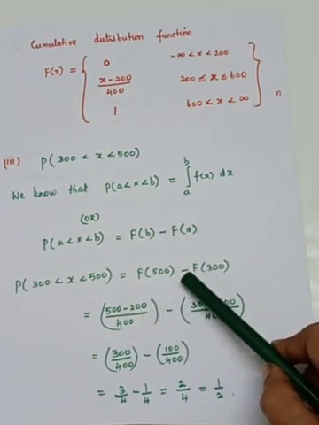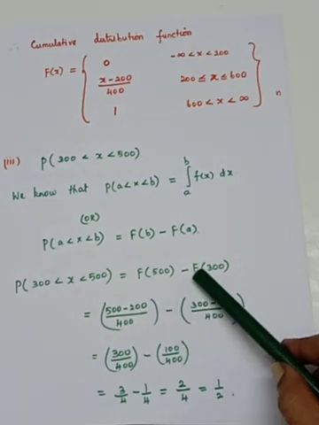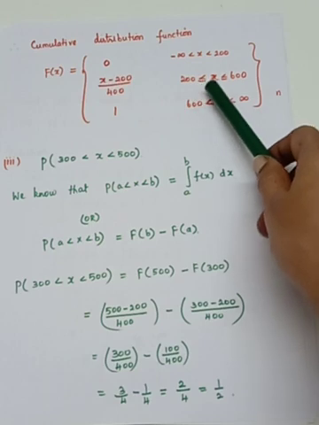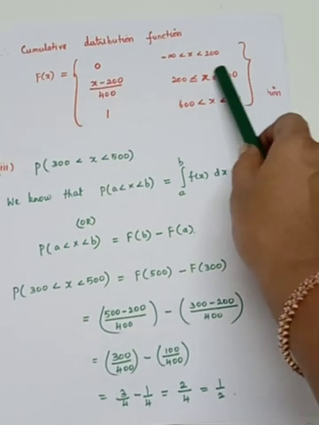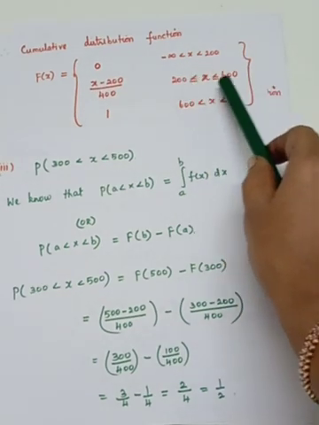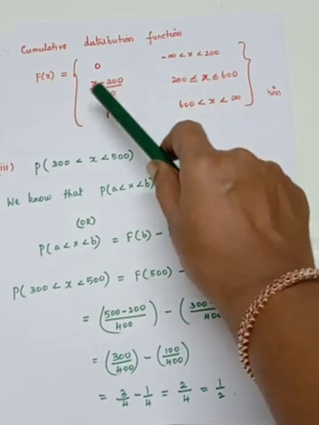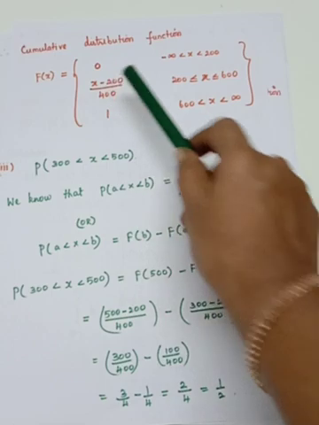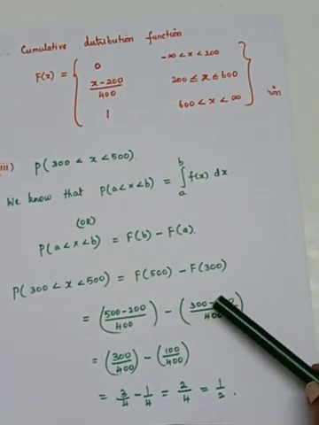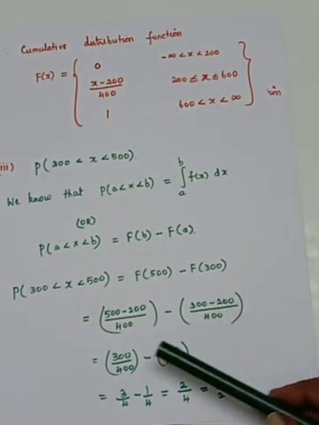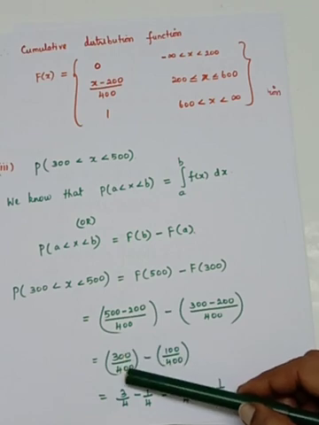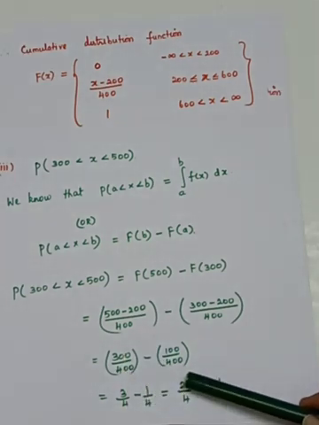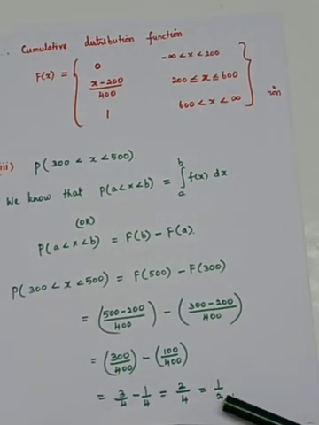Then you have minus F of 300. 300 is also greater than 200 and less than 600, so it has to come within this interval. So you choose your capital F of x as this one. In the place of x you substitute 300: 300 minus 200 by 400. When you calculate, it is 3 by 4 minus 1 by 4. 3 by 4 minus 1 by 4 is 2 by 4. The answer is 1 by 2.